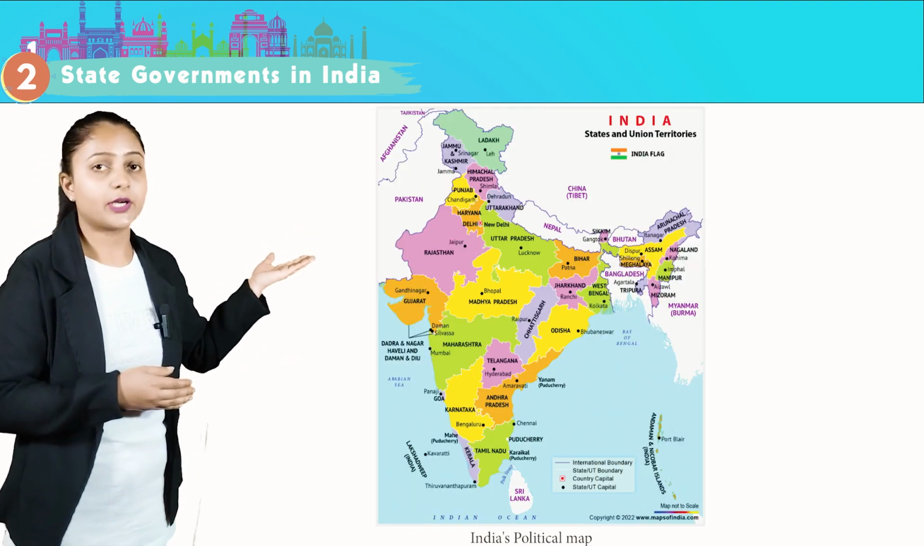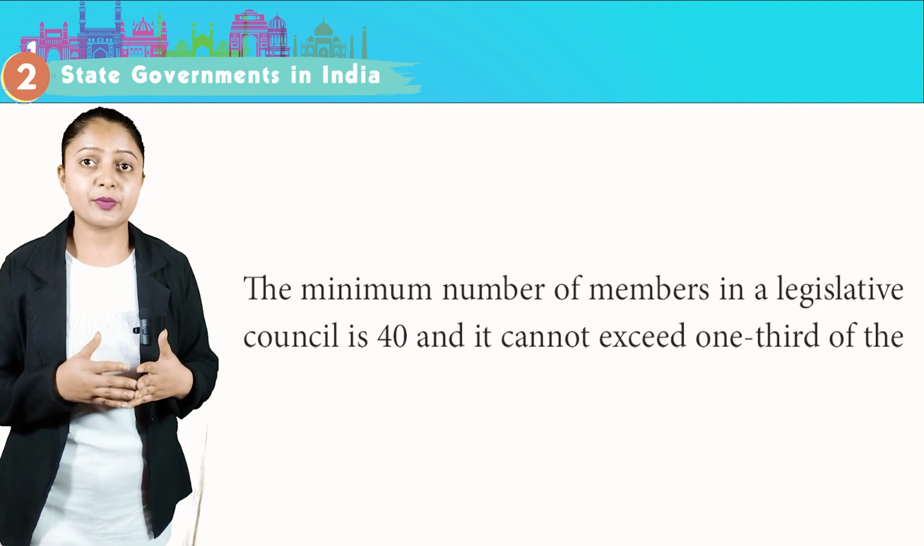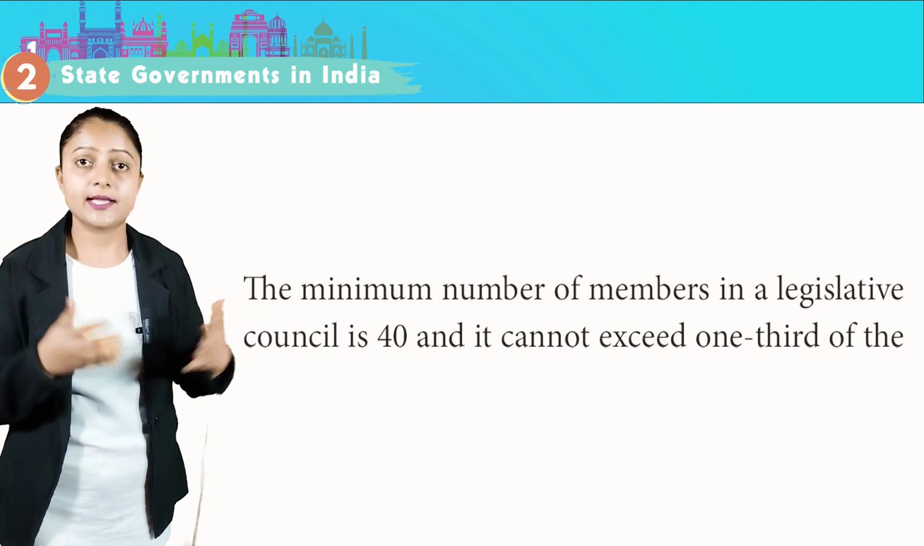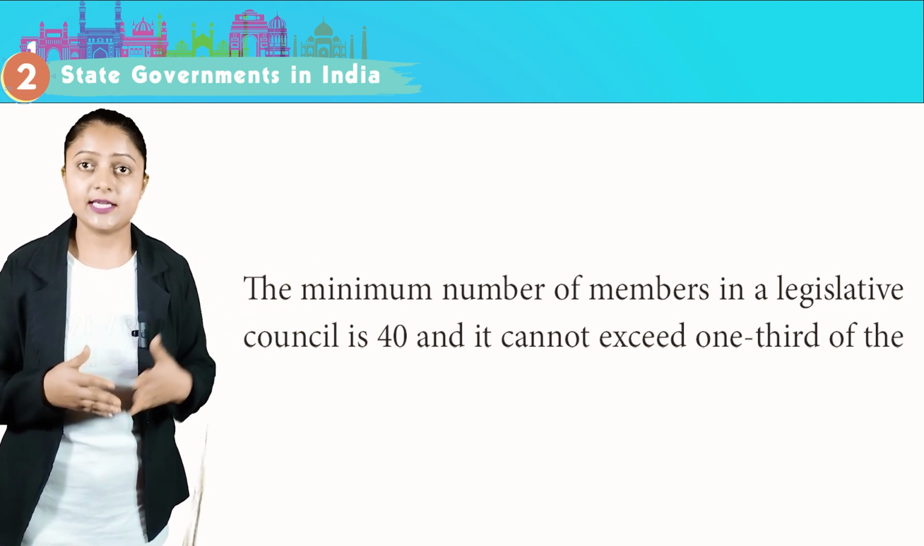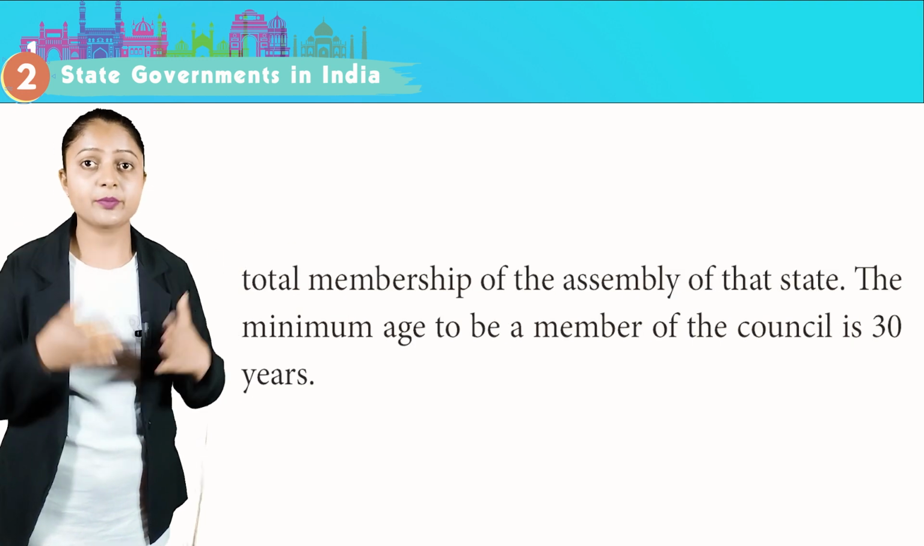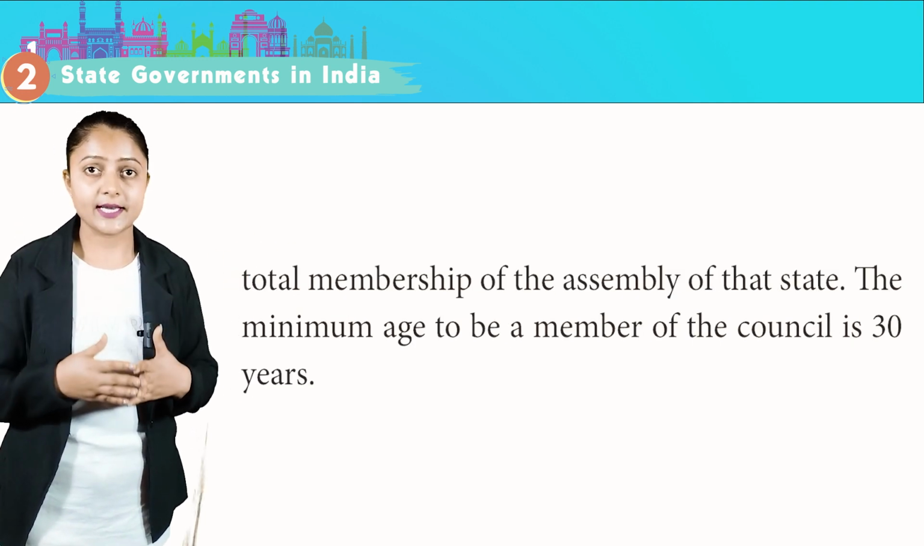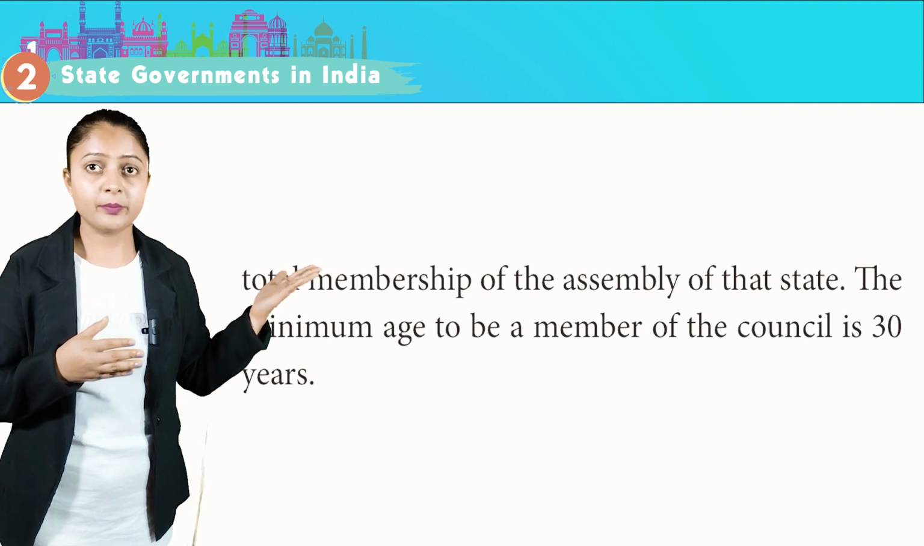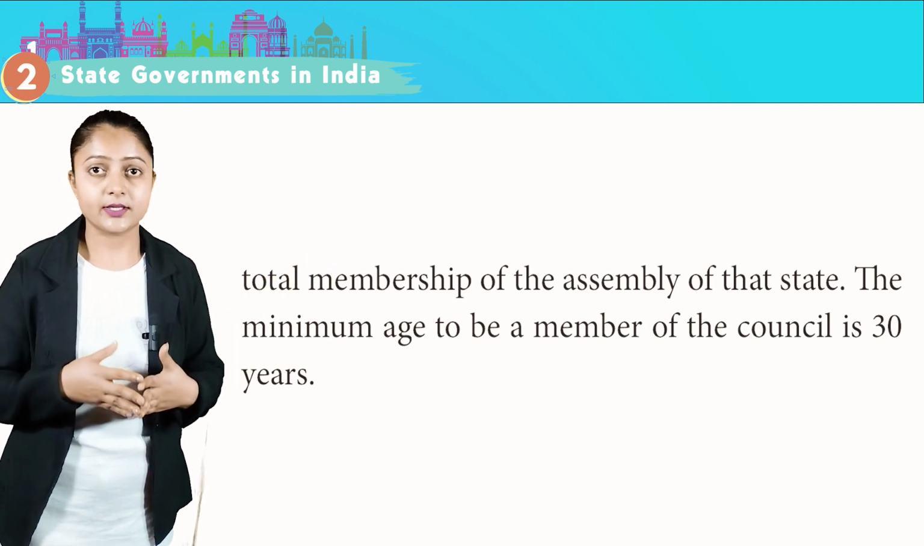This is India's political map. The minimum number of members in a legislative council is 40 and it cannot exceed one-third of the total membership of the assembly of that state. The minimum age to be member of the council is 30 years.